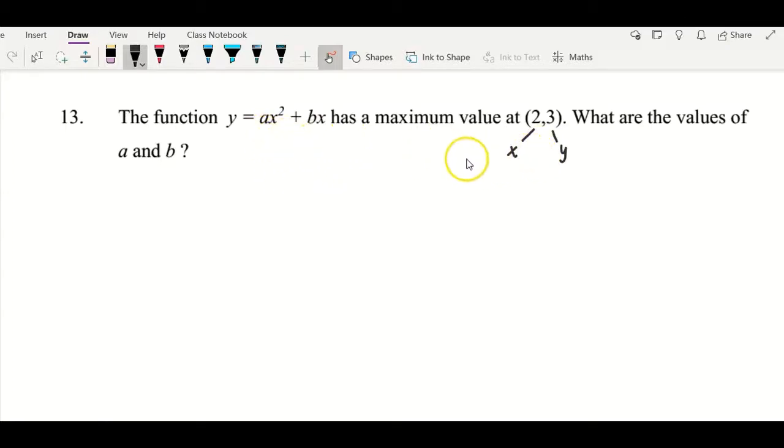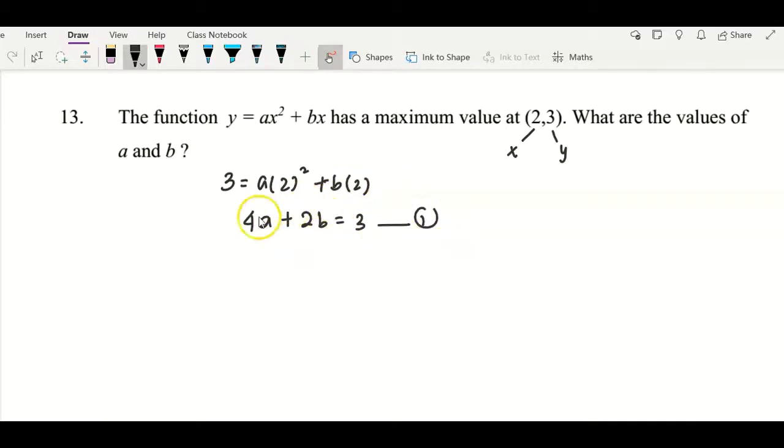First, we can substitute x equals 2, y equals 3 into the function. We have 3 equals a times 2 squared plus b times 2. Simplify, you have 4a plus 2b equals 3. This is your first equation, and we cannot do anything with this single equation because there are two unknowns to be found, and we need to find another equation.